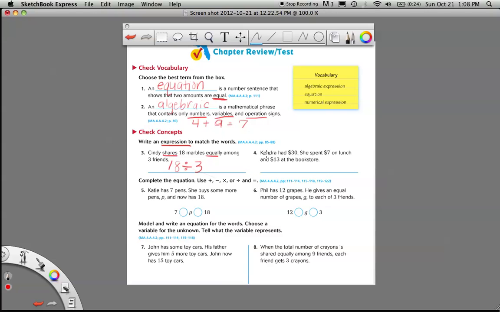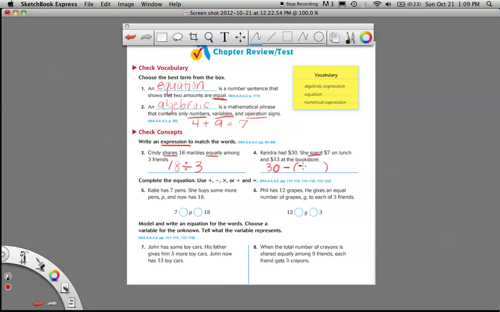Number 4, Kendra had $30. So the first part of this is $30. Then she spent, so spent tells me I'm going to do some subtraction. She's starting out with $30 in her hand, but then she has to pay for some things. And there's 2 things that she has to pay for. That means I'm going to put those 2 things inside of parentheses. Because here's her $30 in her hand. Then she has 2 things she's buying at the store.